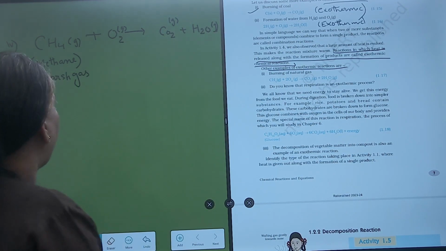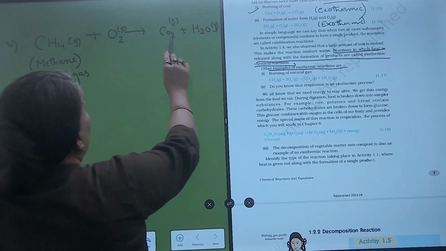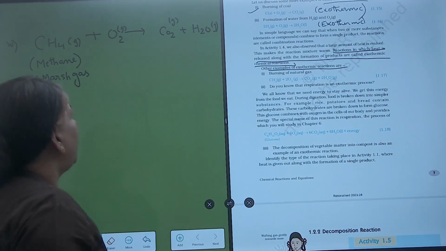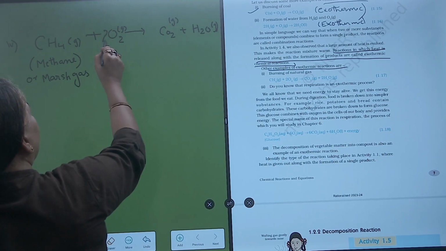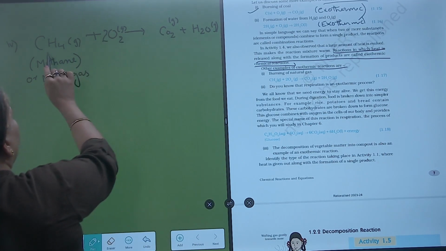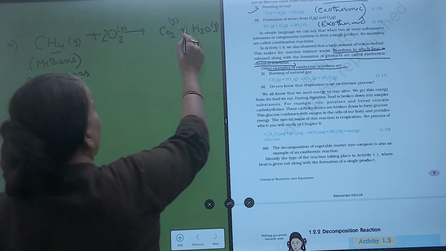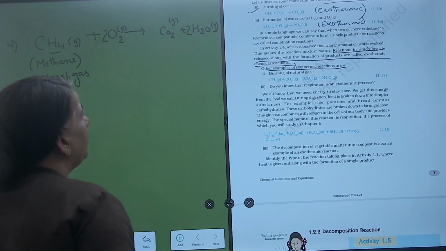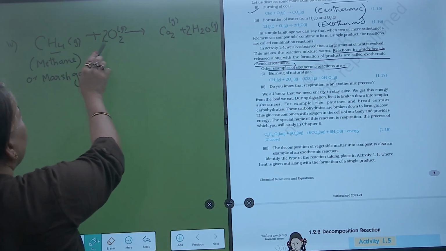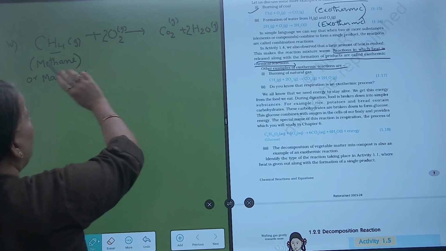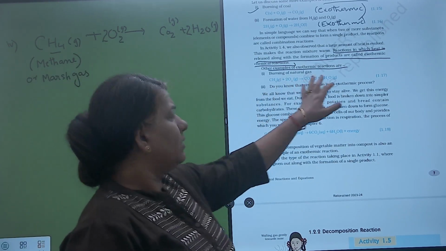Now, we can balance it. First, check the oxygen atoms. Here on the RHS we are getting 3 atoms. So what we'll do, we'll put 2 here, and hydrogen on the LHS is 4, so we put 2 here. See, now it is balanced. 4 atoms of hydrogen on both sides, 4 atoms of oxygen on both sides, and 1 atom of carbon. So keep practicing the balancing part.